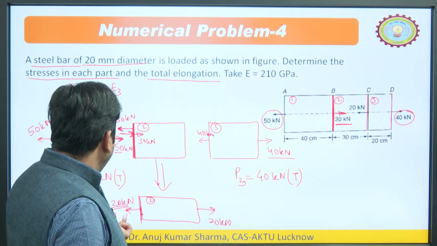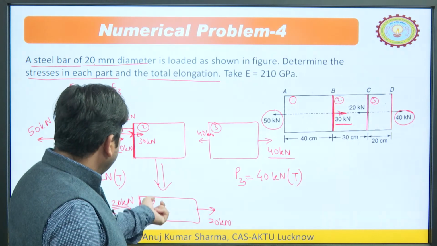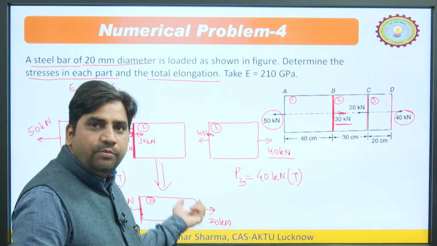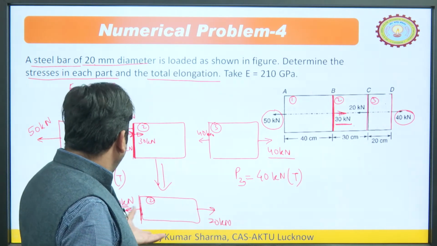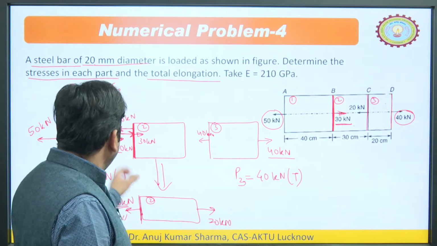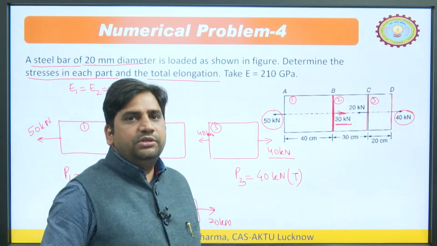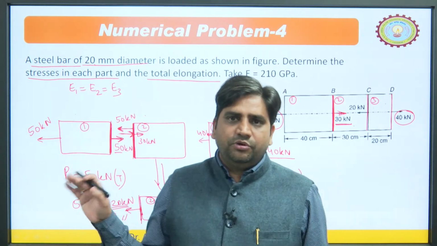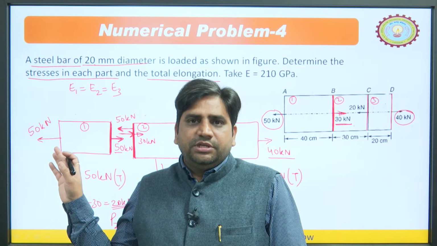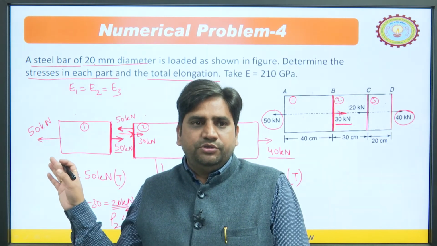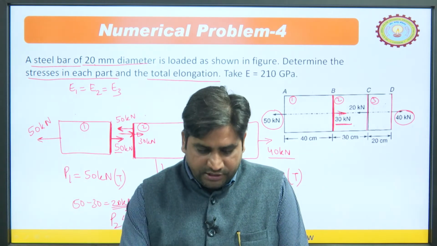Now, you can apply P2, L2; L2 is given, A2 is given, E is given. So, P2 L2 upon A2 E2 you can apply simply, and you can get the elongations delta L1, delta L2, delta L3, which you can add. So, likewise you can solve this numerical. I am not going to solve this numerical till the last. I just wanted to give you a hint to solve it. So, likewise you can easily solve.